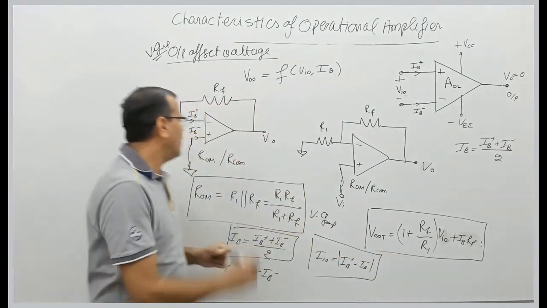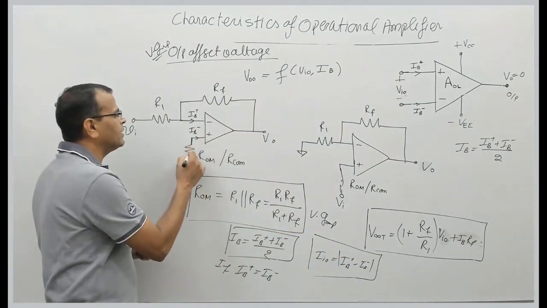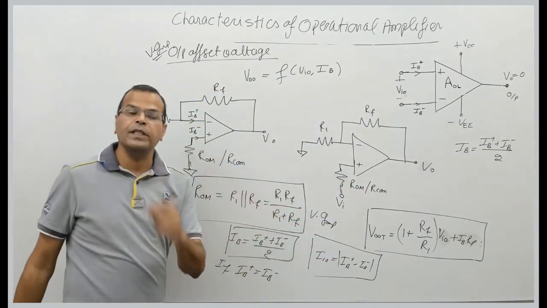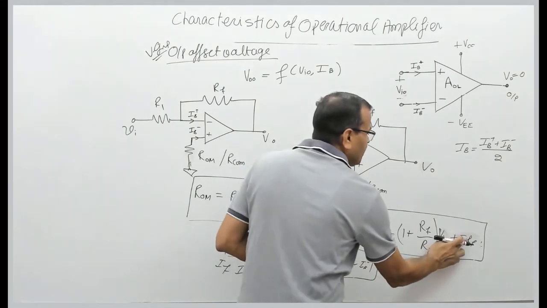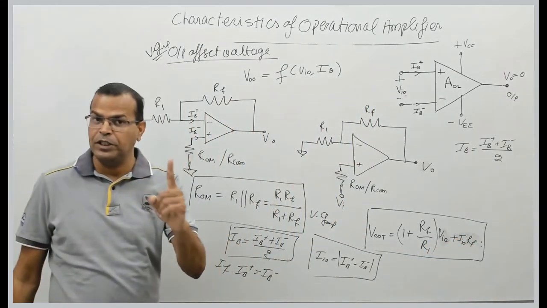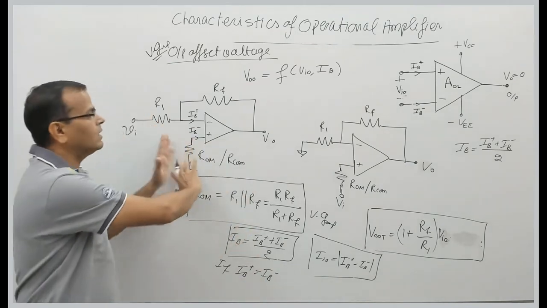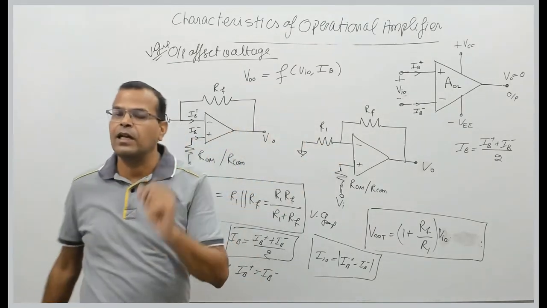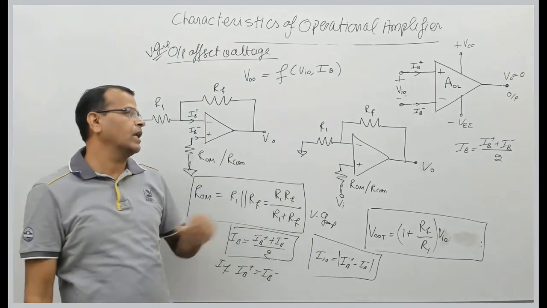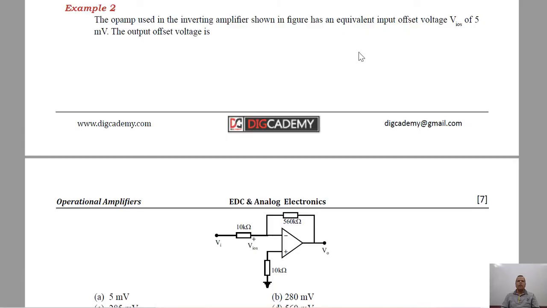Two, if I connect the offset minimizing resistance, or compensating resistance, here, this becomes input offset current instead of bias current. Please do remember. I hope this concept of compensating resistance is clear. The concept of output offset voltage is clear. Now let us see the examples based on the output offset voltage.